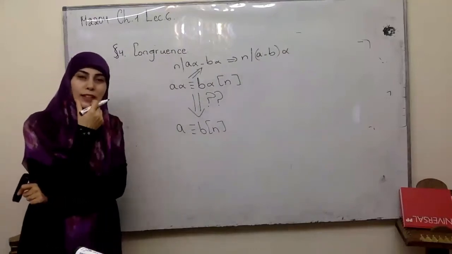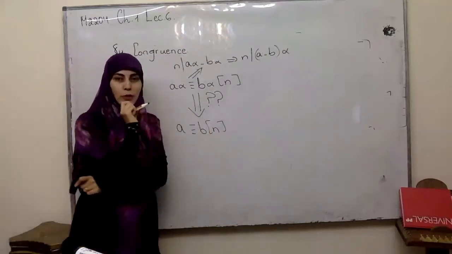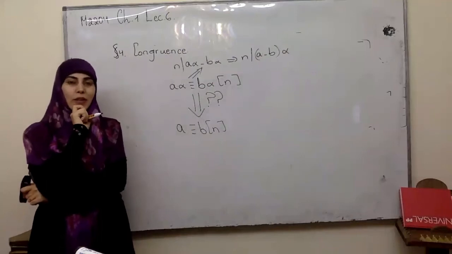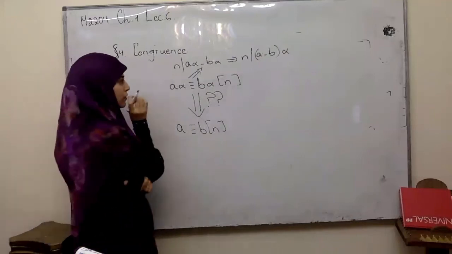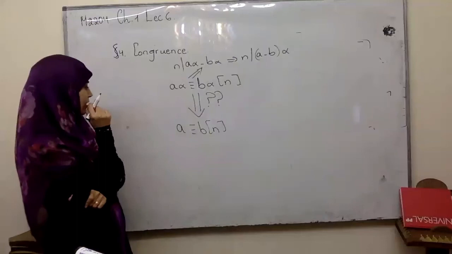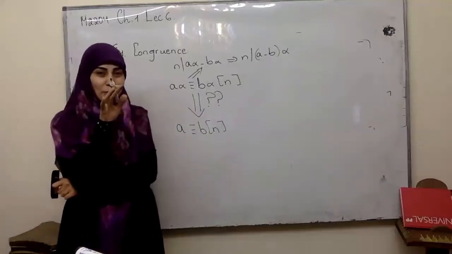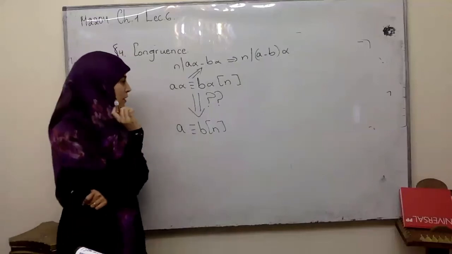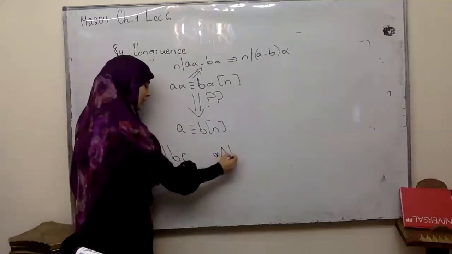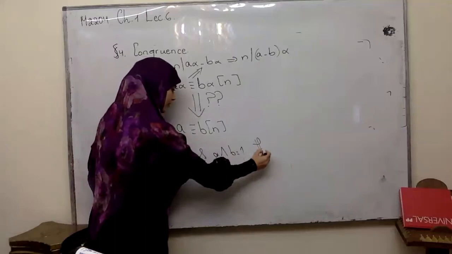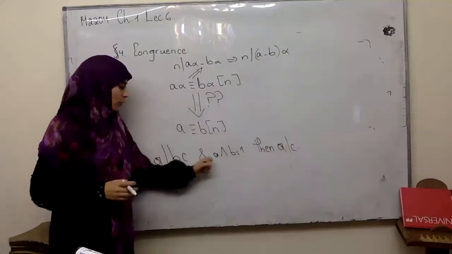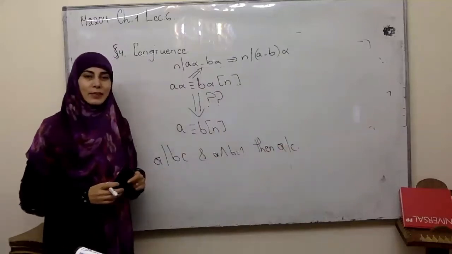Where do I want to arrive? That A is congruent to B modulo N. What is the condition that gets me to N divides A minus B? Look at it well and think: what condition can be imposed here so that N divides A minus B? I think everyone knows the answer, and remember Gauss's theorem. What does it say? If A divides BC, with A and B co-prime, then A divides C.